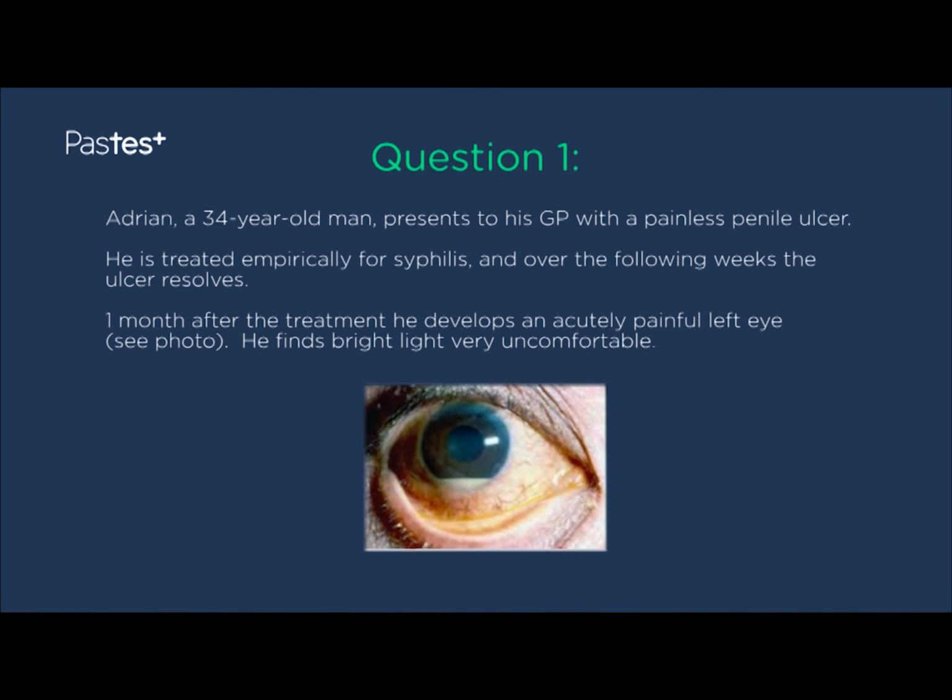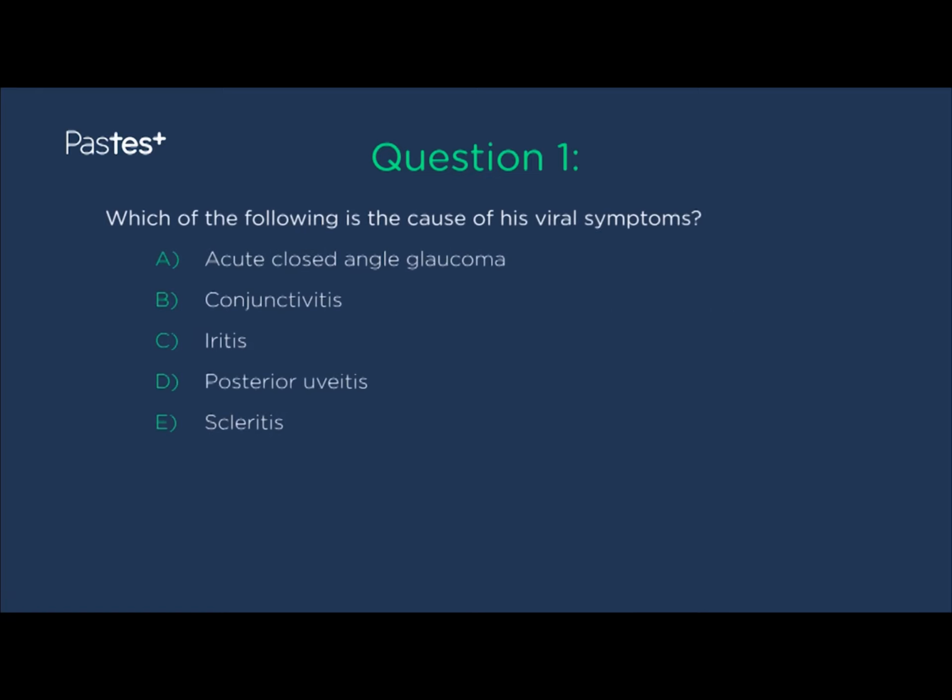Adrian, a 34-year-old man, presents to his GP with a painless penile ulcer. So I'd start with a question like this, but he's treated empirically for syphilis, and over the following weeks the ulcer resolves. 1 month later, he develops an acutely painful left eye. You can see it in the photo here. He finds bright light very uncomfortable. What is the cause of his visual symptoms?